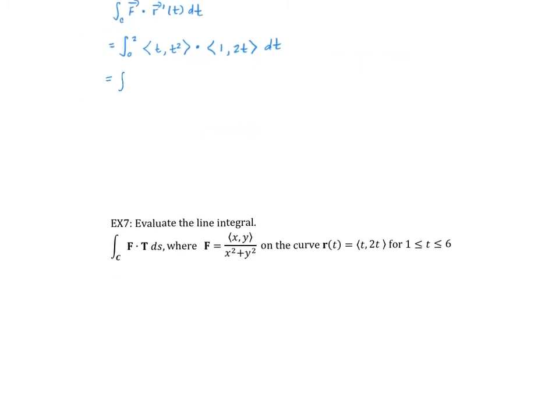Computing this dot product, I end up with t plus 2t to the third, which is super easy to integrate as t squared over 2 plus 2t to the fourth over 4, which would be t to the fourth over 2. All right, so that would be 2 plus 8, I get 10.